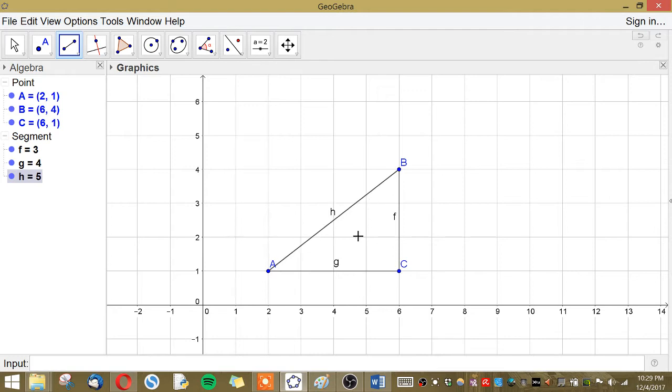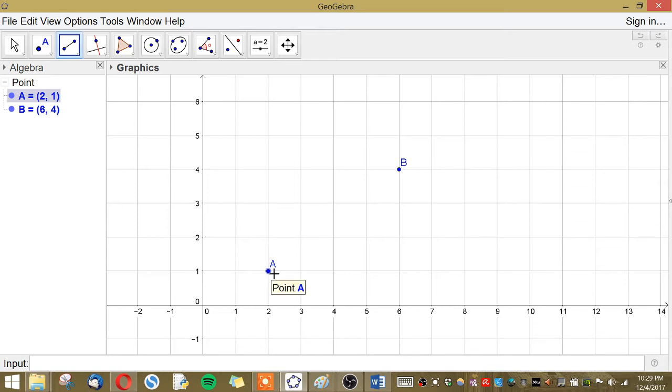So that's easy. Anytime you're given 2 points, like A and B, you can construct an invisible right angled triangle and use Pythagoras theorem to find the distance. Sounds easy, doesn't it? Well, it's about to get easier because there's actually a formula for that.